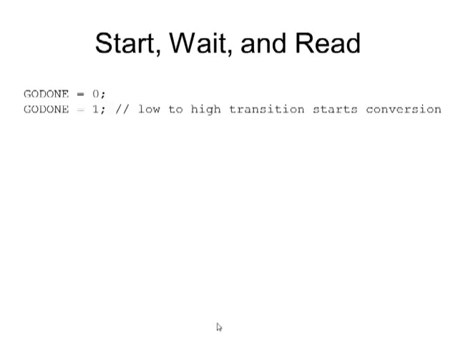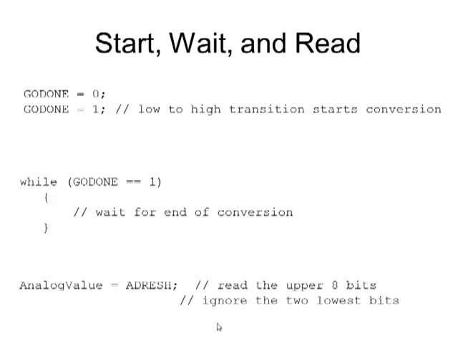So here's the software to start, wait, and read. Here's starting a conversion. Go done is assigned 0, and then go done is assigned 1. That gives you the low to high transition. To wait for a conversion, you do this little while loop that does nothing except wait. And then here's how you read the 8-bit analog to digital value. So print this page right here from your notes.